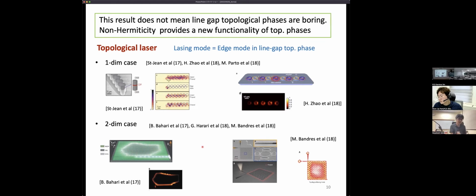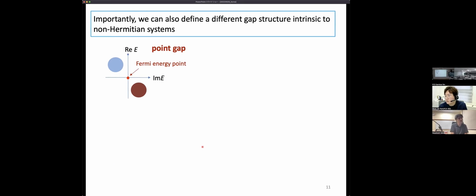In the same way, by using the line gap structures, we can obtain so-called line gap topological phases. Interestingly, this is not the only possible topological phase in non-Hermitian systems. Importantly, we can also define different gap structures intrinsic to non-Hermitian systems. As I mentioned in the previous slide, I used the Fermi line to define the gap structures, but instead of a line, we can also use the Fermi point to define gap structures.